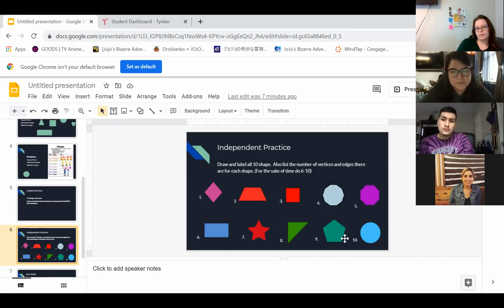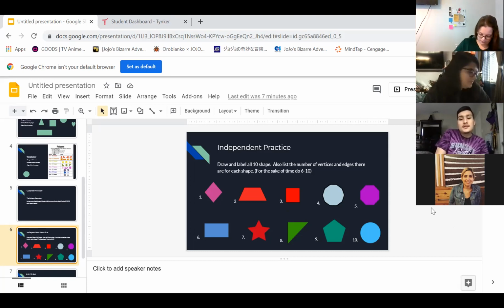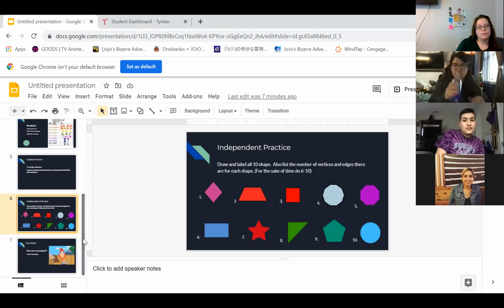Okay. Alfredo, you want to cover number 9? Yes, it's a pentagon and it has 5 edges and 5 vertices. Yes. And Janet, do you want to get number 10? First of all, is this even a polygon? No. So how many edges and vertices does it have? None. Zero. Correct. I threw that little trick question in there, and that's why I worded it, draw all 10 shapes and not all 10 polygons.